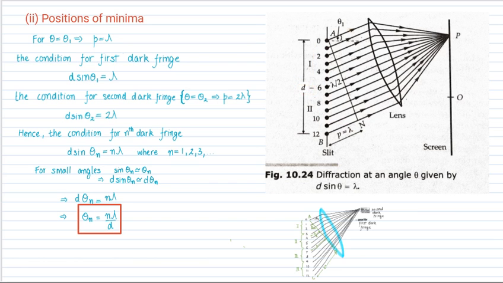So whenever, the position of the dark fringe, or the diffraction angle for the dark fringe, will be given as n lambda upon d. The condition was that the path difference should be an integral multiple of lambda. If there is a complete wavelength distance in this path difference, only then you will get a dark fringe. Right?